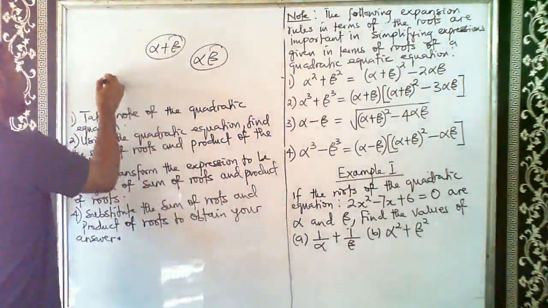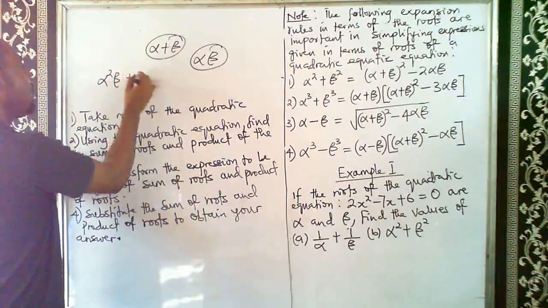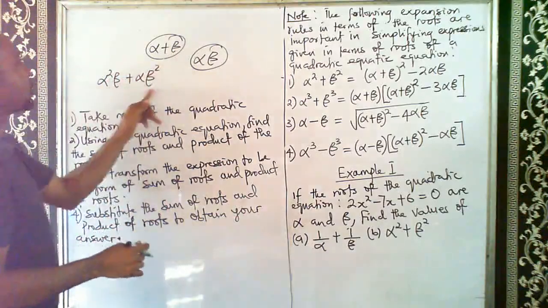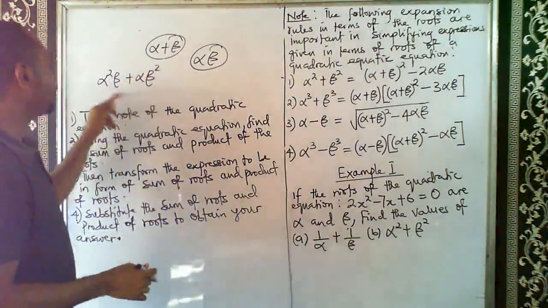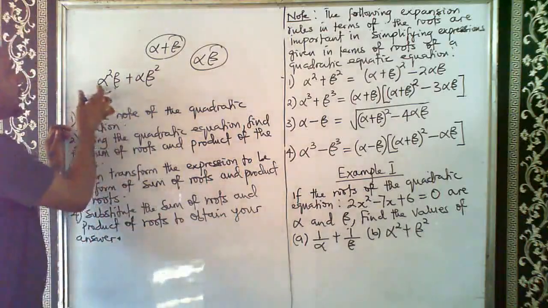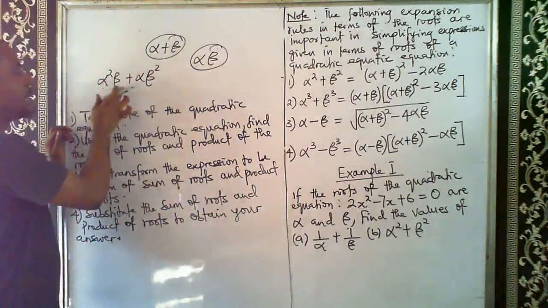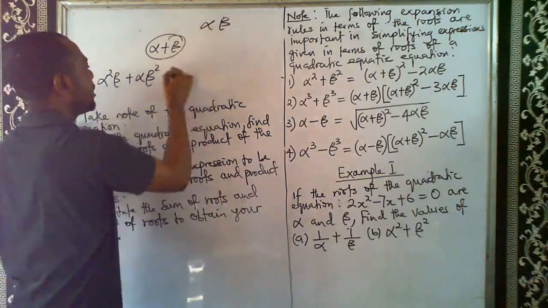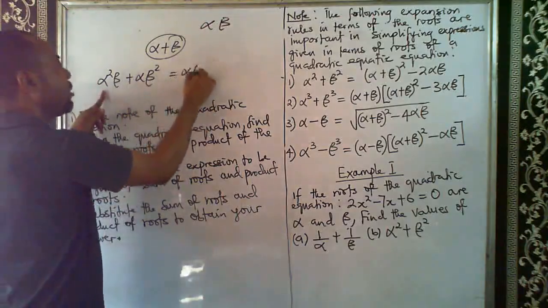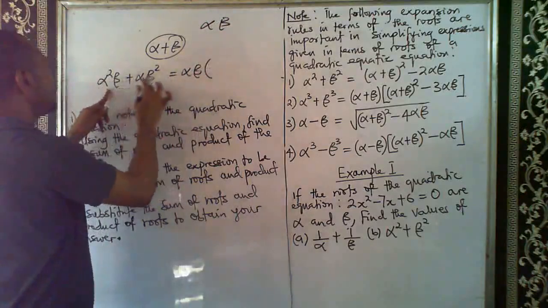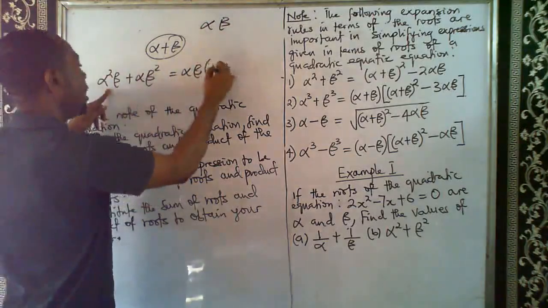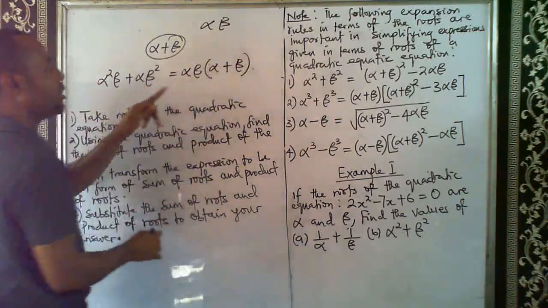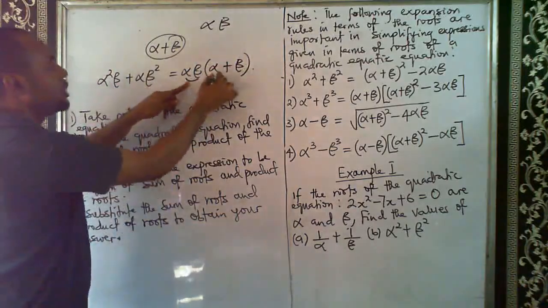So if someone now says evaluate alpha square beta plus alpha beta square, this is not sum of roots and this is not product of roots, because this one is product of alpha square and beta, so it's not this. But I can transform that to be in this form: alpha beta bracket, I'm going to have alpha plus what again? Beta. So you now see that this is product of roots, this is what? Sum of roots.